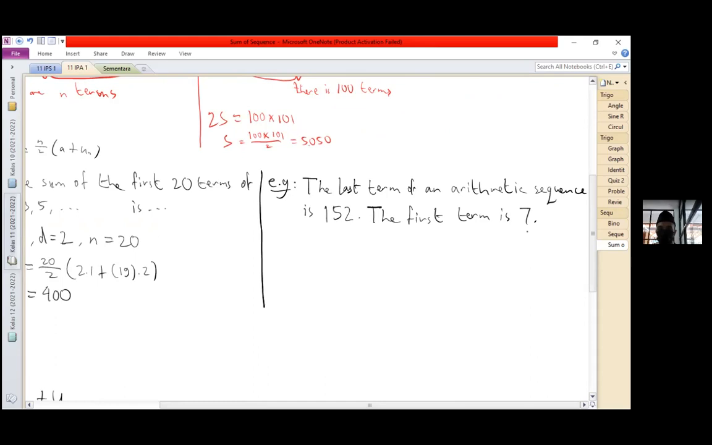The first term is 7, and let's say there are 30 terms in the sequence. What is the sum?